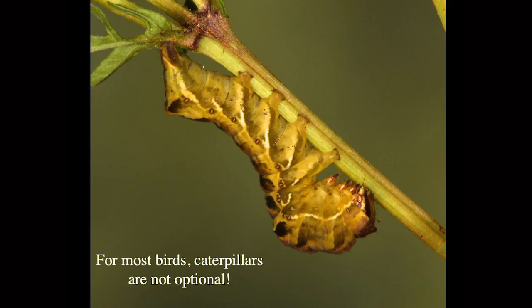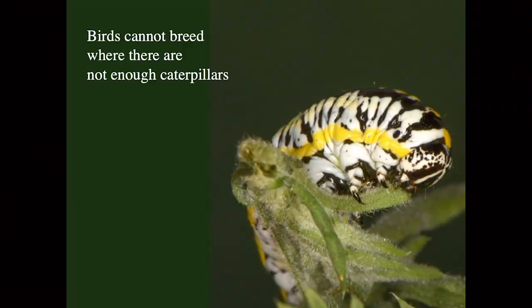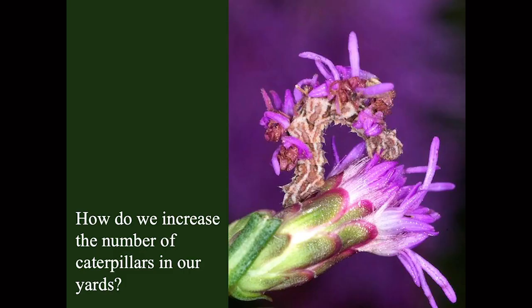So all this is suggesting that caterpillars may not be optional parts of bird diets. They may be essential parts of bird diets. And that means if you're a bird, you're not going to be able to breed successfully if you're in an area where there are not enough caterpillars. So how do we increase the number of caterpillars in our yards?